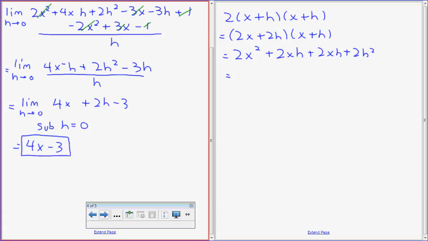LeBron could get 8 marks. He's pretty good at taking 8 steps.